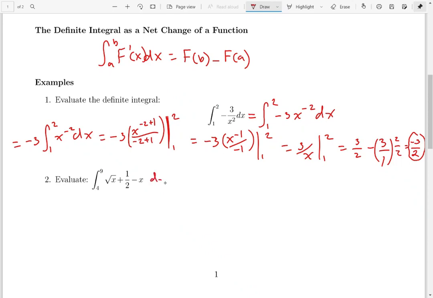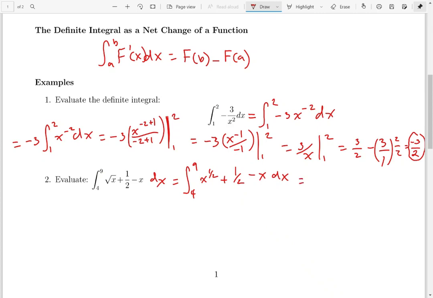Alright, number 2. Note that I have a typo. I do need a dx. If I don't have the dx, technically it's wrong. So then the integral from 4 to 9 of square root of x plus a half minus x. Well, first things first, I can break this up into 3 separate integrals. And so I'm going to do some rewriting as I do this. Or you don't have to break up over all 3 pieces. That's really just a matter of preference. But I see that this is the integral from 4 to 9 of x to the 1/2 plus 1/2 minus x dx. I just wanted to rewrite that square root properly.